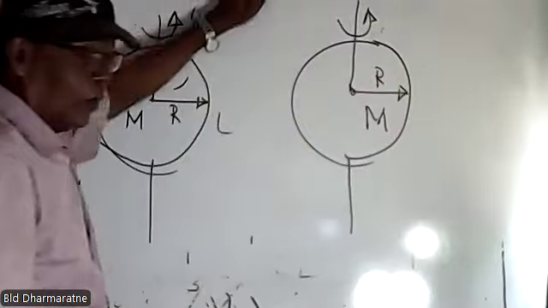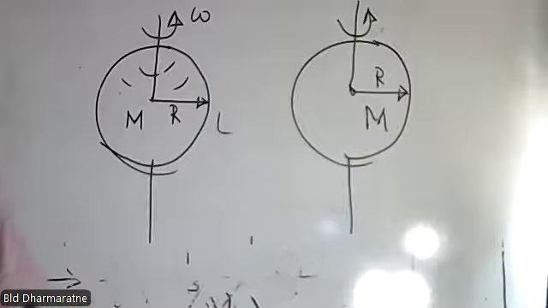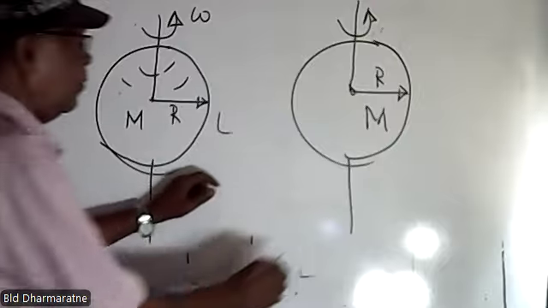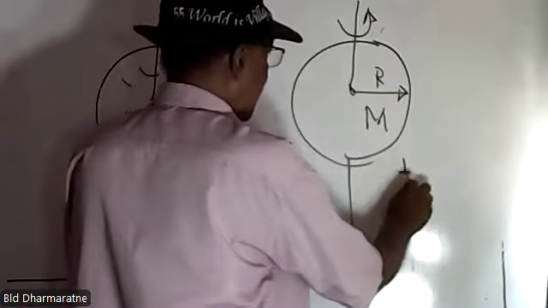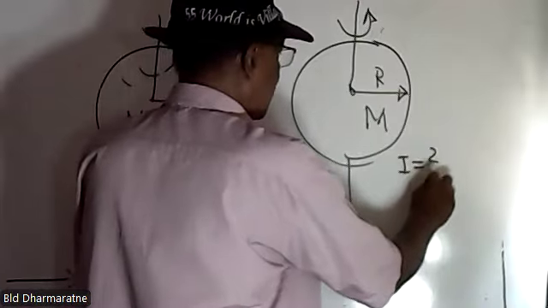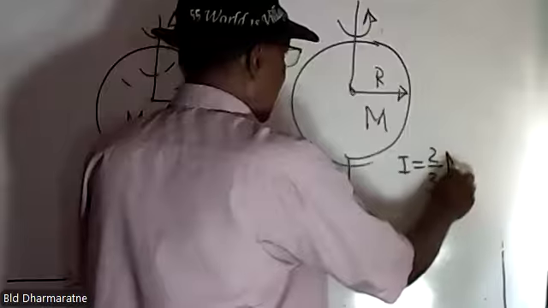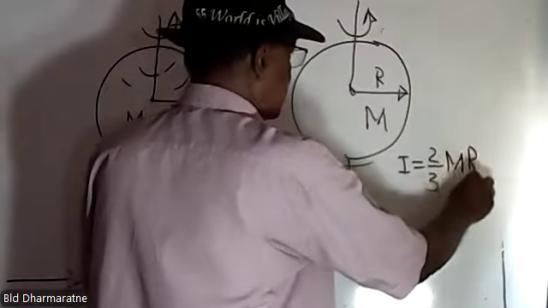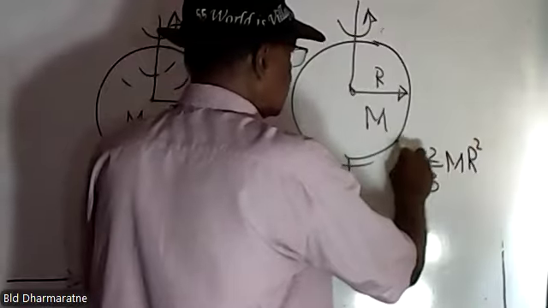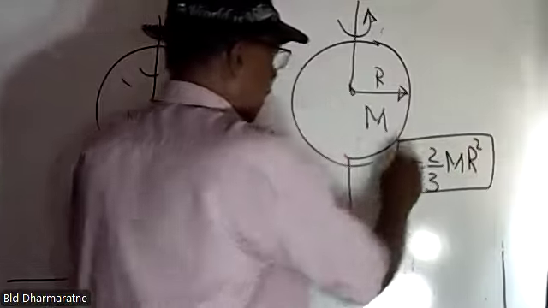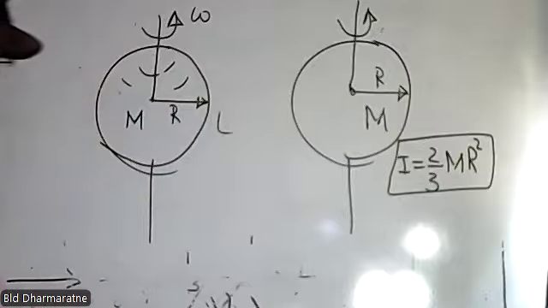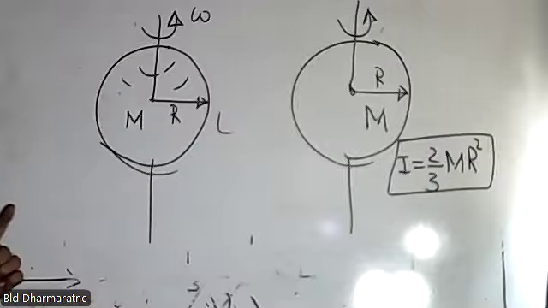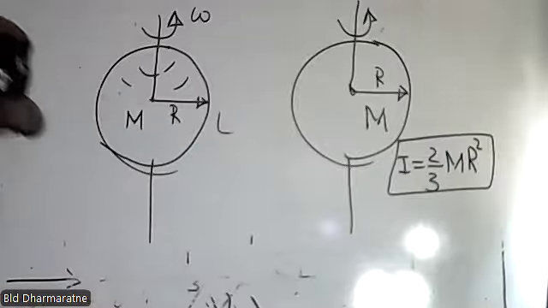I is equal to 2/3 MR squared. This is the formula for the rotating hollow sphere.